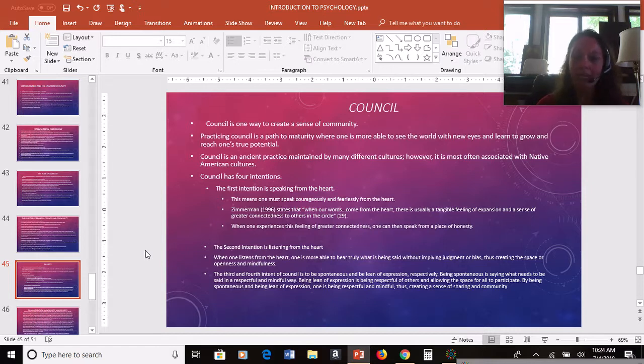So when it comes to council, or how we communicate with others, we always want to try to speak from our heart. When you can speak from a place of honesty with others, that really helps create those feelings of trust and community among your group. The second is listening from your heart. That goes right along with what I was talking about with Freud and his ideas of deep listening. That's exactly what we're talking about there. And then the third and fourth intentions of council are be spontaneous and be lean of expression.